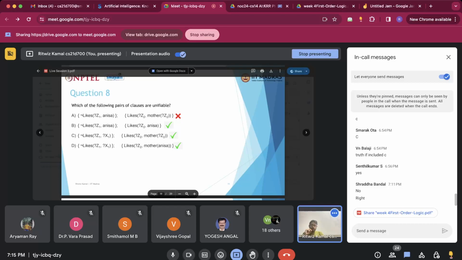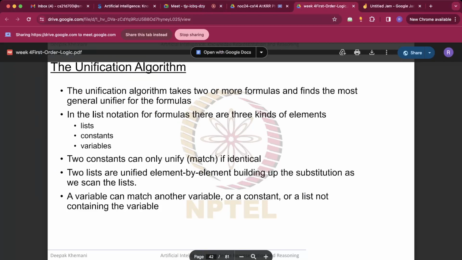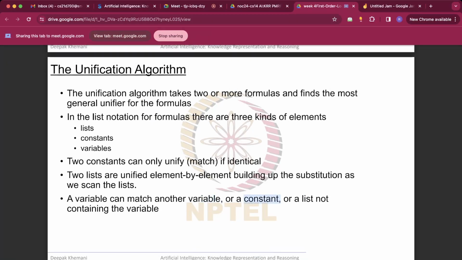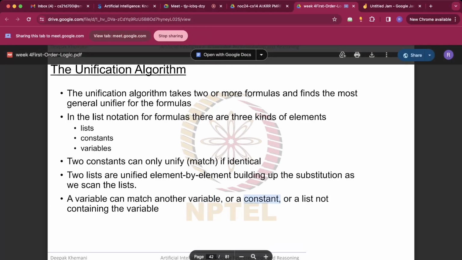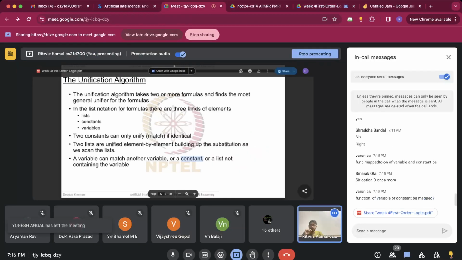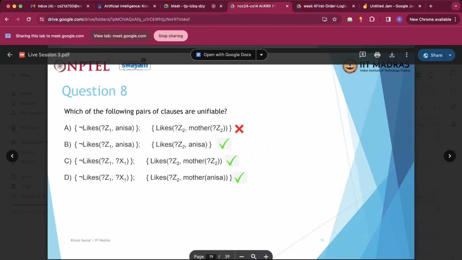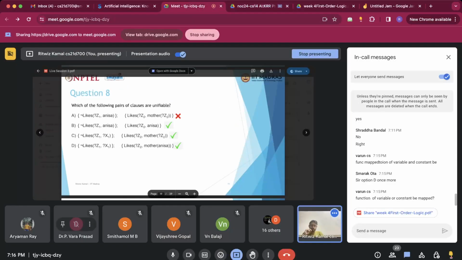Alright, so shall we move on to the next question? Okay, option D, let's go over once more. So here the question is, let's look at the two variables that we have. We have z1 and x1. Can z1 be substituted with z2? It can be, right? Can x1 be replaced with mother of Anisa? It can be, right? Because by definition a variable can match another variable, which is not true in our case, or a constant, which is true in our case, right? Because Anisa is a constant, so mother of Anisa is also a constant, right? Do you agree with me? Yes.